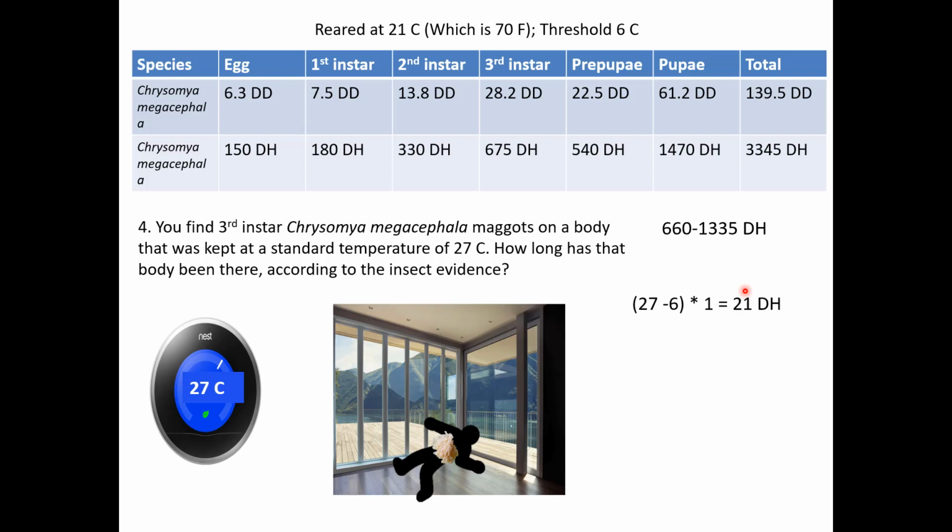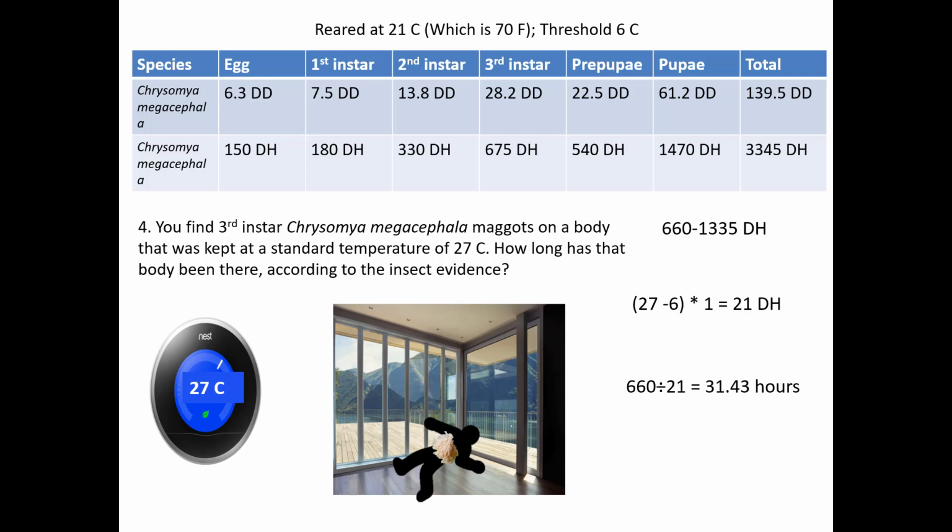Now, we know that 21 degree hours accumulate per hour in this room. We do that with the average temperature: 27 degrees minus the threshold, which is given as 6, times 1 hour, is 21 degree hours per hour. So again, we can just count by 21, right? How many hours is it going to take to reach our minimum of 660 and our max of 1,335? The question is, how many hours do we need to reach this? So let's divide by 21. We know it's per hour. So it's going to take 31.43 hours to reach the end of the second instar.